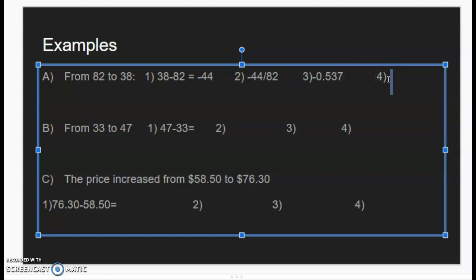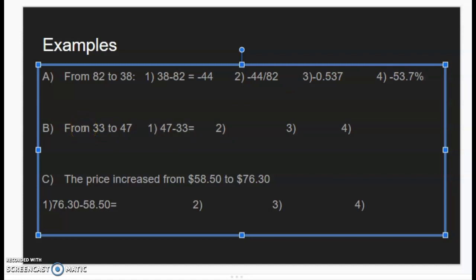Now I'm going to take that decimal, if I need to, and multiply it by 100. What I really just need to do is move that decimal 2 places, so behind the 53. I'm going to get negative 53.7%. Ta-da, done. It's a decrease of 53.7%.